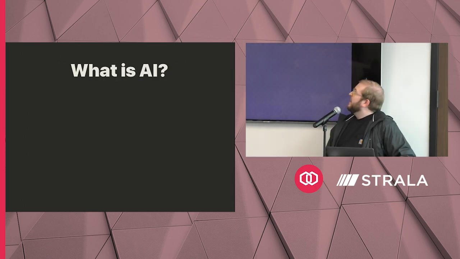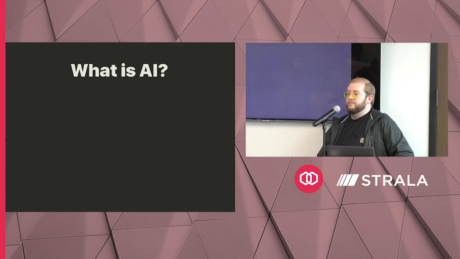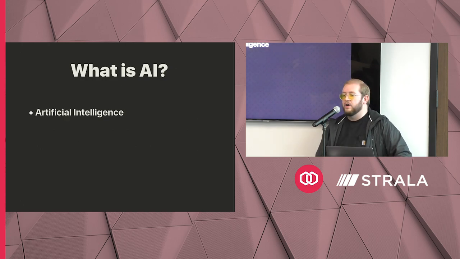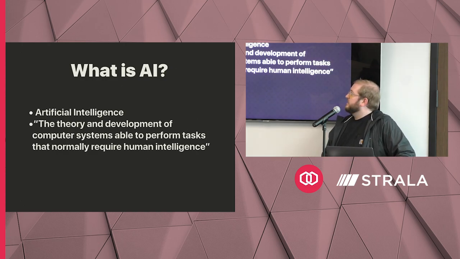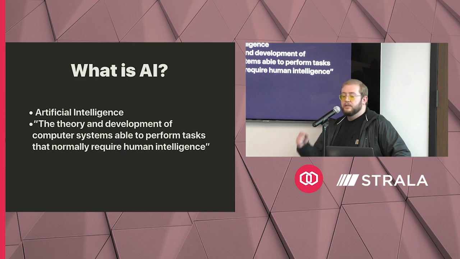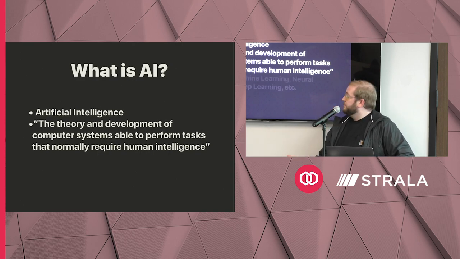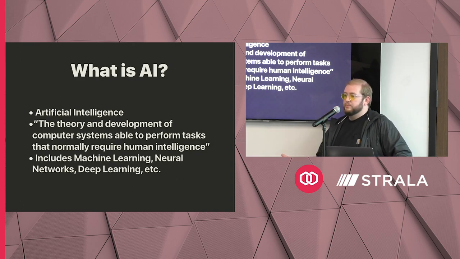It's a good one. And real quick, just to go over what AI is, for anyone that might not know, it stands for artificial intelligence, and it's defined as the theory and development of computer systems able to perform tasks that normally require human intelligence. So that also includes terms that you've probably heard thrown around. These are all under the blanket of AI: machine learning, neural networks, deep learning.